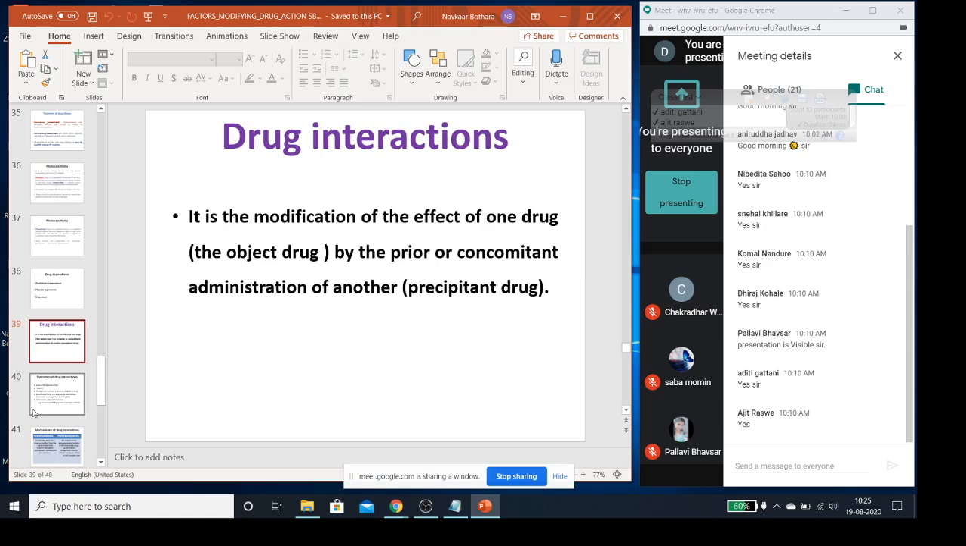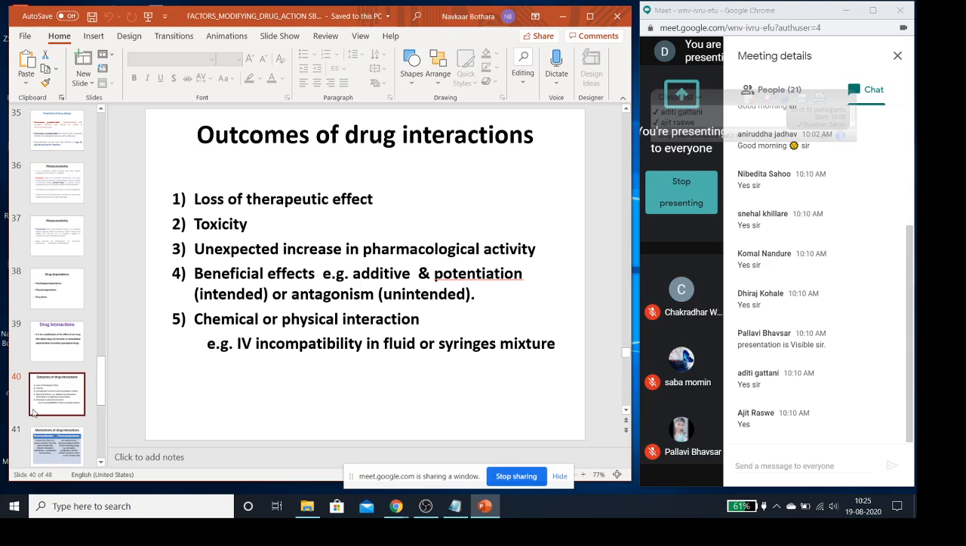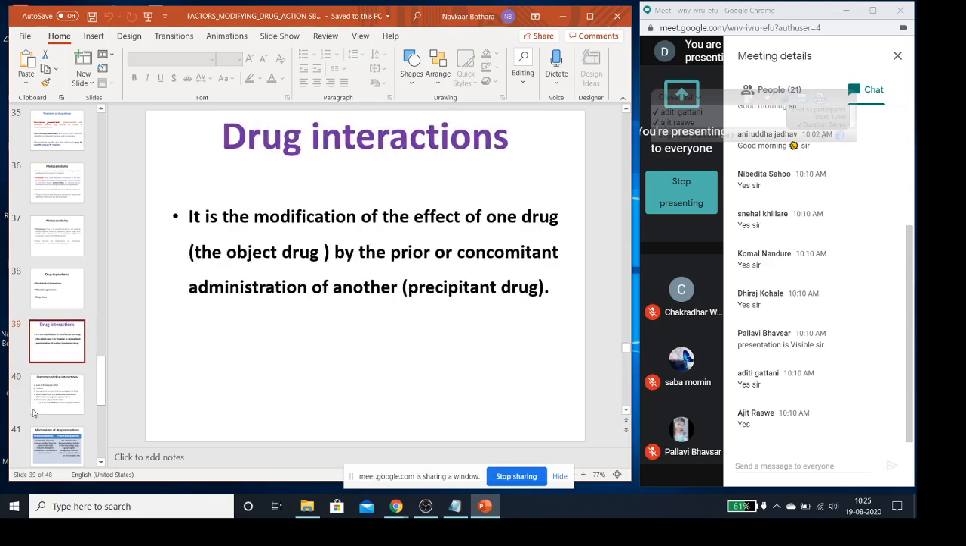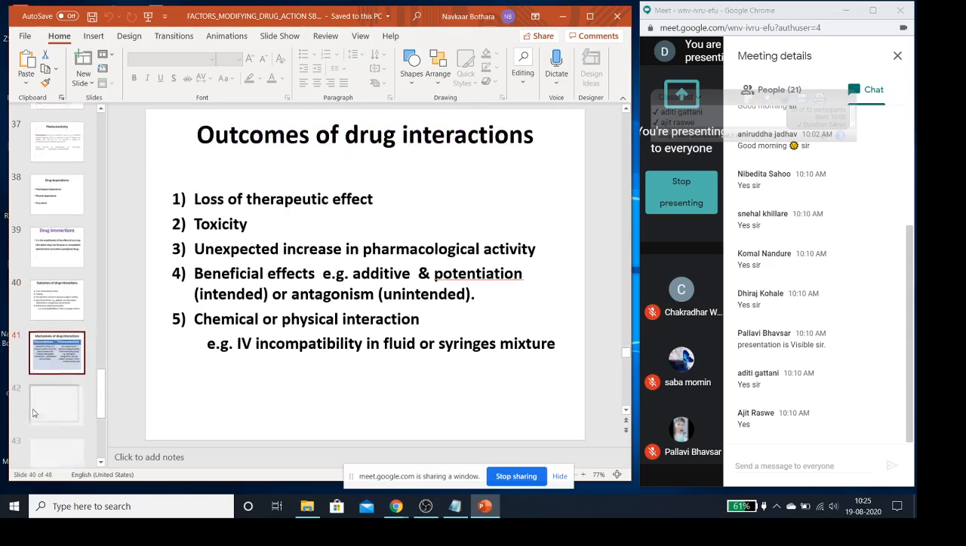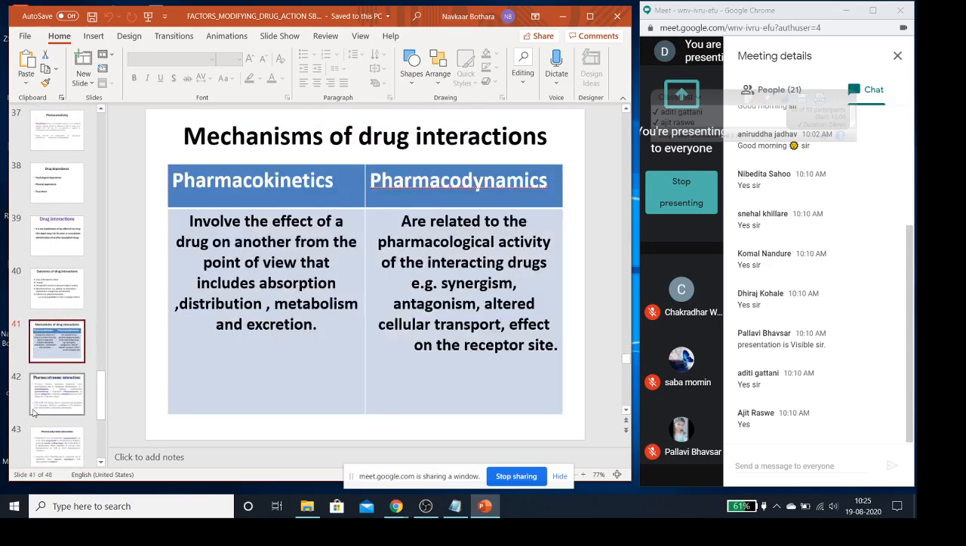Now in those cases, I have already explained to you that there can be interactions. There are two drugs which are competing for the same site. It can be pharmacokinetic or pharmacodynamic, involving the effect of a drug on either absorption, distribution, metabolism, or excretion. We have seen examples of that.